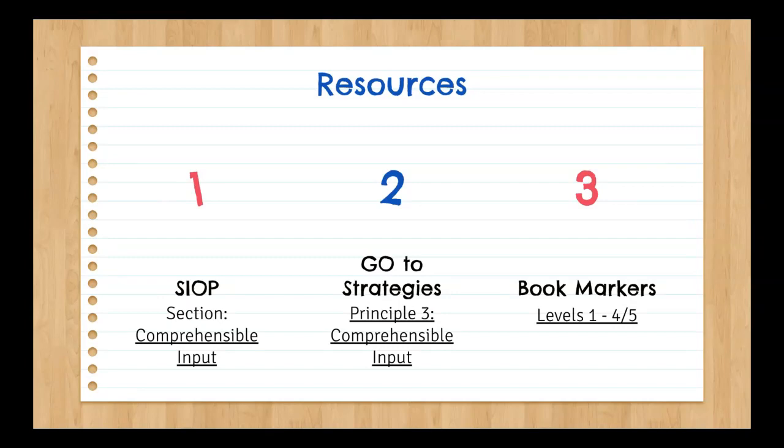Number two is a go-to strategies, which categorizes all the strategies based on the domain or purpose, like vocabulary or building community. You can go to the principle 3, which is comprehensible input, to identify the strategies specifically for comprehensible input. And then last are bookmarkers, which are proficiency levels that describe what a teacher can expect students to understand, right? Those receptive domains, listening and reading, but also where students are at and what can they produce in that expressive domain of speaking and writing. So those bookmarkers are very helpful.